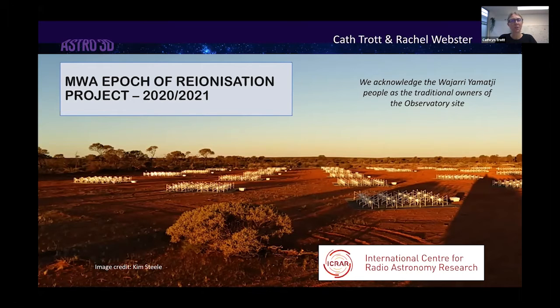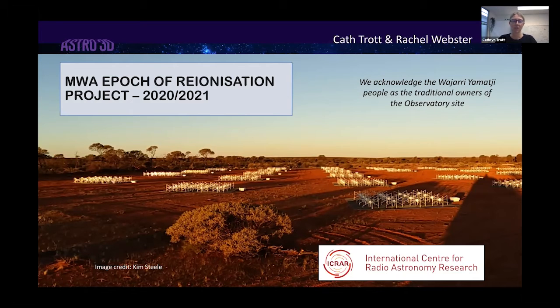So I'm giving this talk on behalf of Rachel Webster and the rest of the Murchison Wide Field Array Epoch of Reionisation project team. For those of you who might be new to Astro 3D, just a reminder that the Murchison Wide Field Array, or the MWA, is a low frequency radio telescope in the Murchison region, and its centre is located not too far from ASKAP.